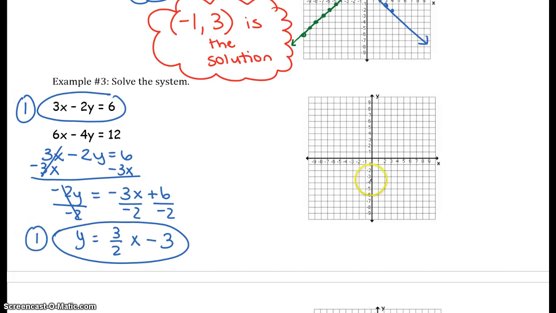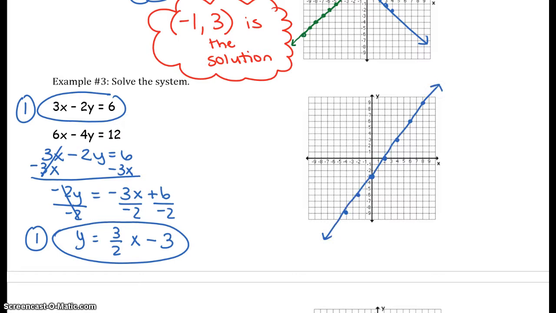I'm going to start at negative 3. Here's my point. Use my slope, which is 3 over 2. So up 3, right 2. Up 3, right 2. Up 3, right 2. I'm going to go the other way. Down 3, left 2. Down 3, left 2. And here is the graph. Alright, we got our first line.